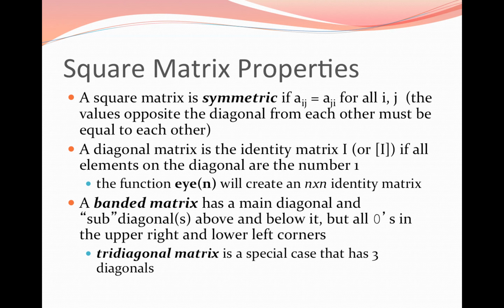A particular kind of banded matrix is called a tridiagonal matrix. That's a special case that has 3 diagonals. So it has one main diagonal, and it has one subdiagonal above it and one subdiagonal below it.